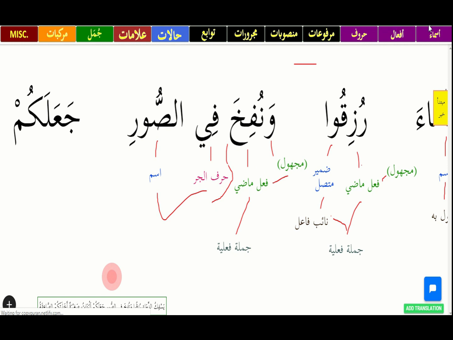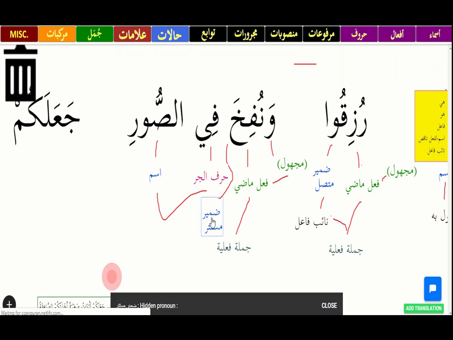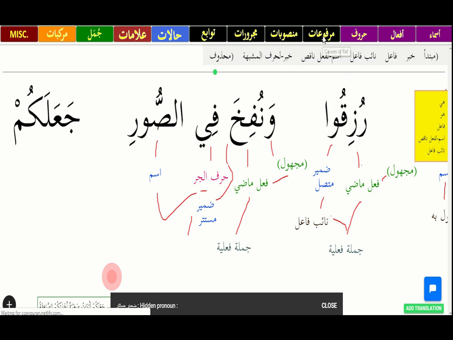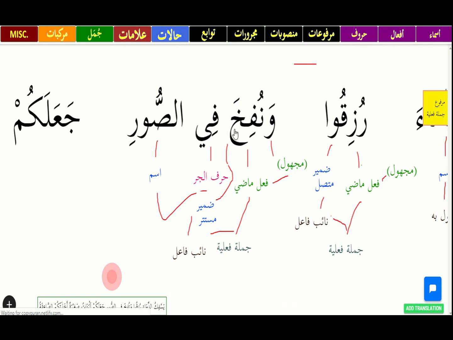So we'll say damir mustatir, and it will have the role of, because this verb is majhul, it will have the role of naib fa'il, and that would wrap up the verbal sentence. So nafakha means to blow, so nufikha passive, it was blown. So nufikha, it was blown fi suri, in the trumpet.